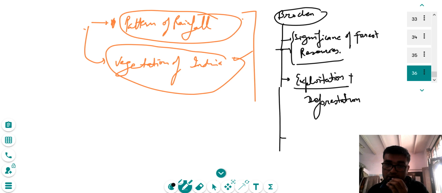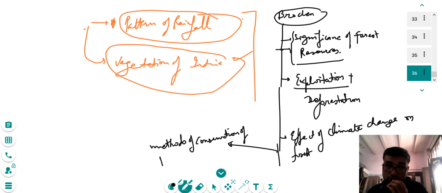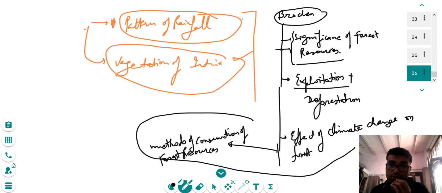And the third one that we will discuss is the effect of climate change on the forest resources, and the last one that we will discuss is the methods of conservation of forest resources, right? So these will be the four topics that we will discuss in the next class in very detail, right?